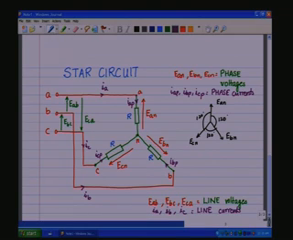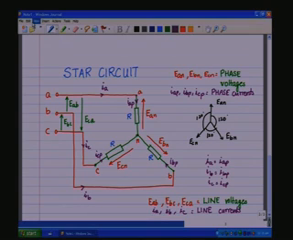this is the line, the source. So, you have EAB, EBC and ECA as the line voltages, and the currents which are flowing through the line are called the line currents IA, IB, IC. In the case of a star circuit, the phase current and the line current are the same, and therefore, IA is equal to IAP, IB is equal to IBP, IC is equal to ICP. The phase and the line currents are the same.